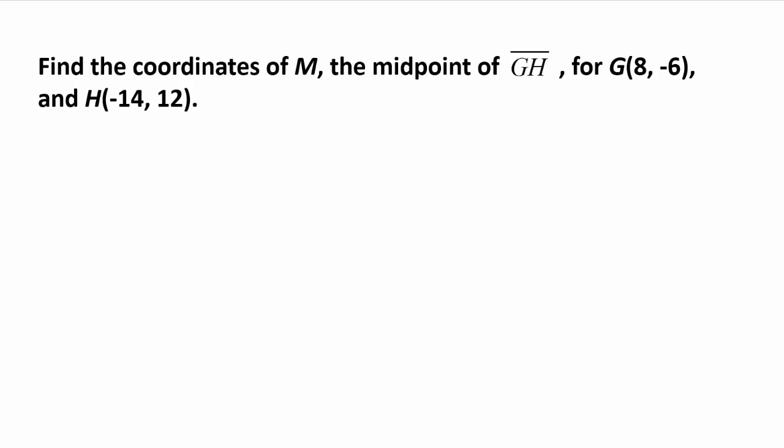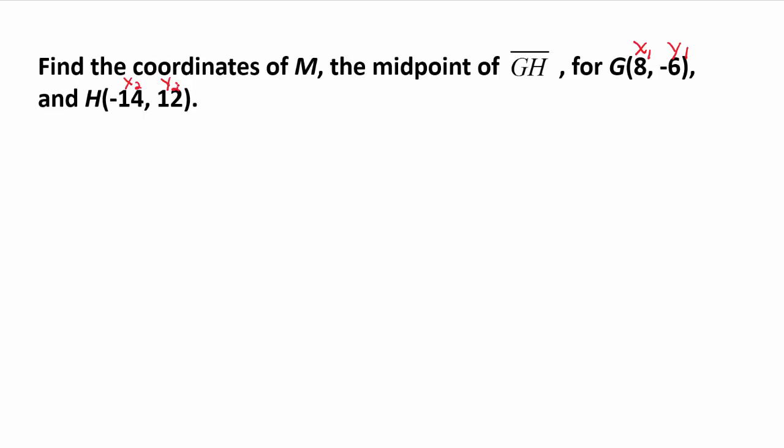Let's put this into practice and find the coordinates of M, which is the midpoint of line segment GH, where G is at 8, -6, and H is at -14, 12. Again, just like we did before, I'm going to start off by labeling my points. So G, I'm going to call x1, y1, and then x2, y2.